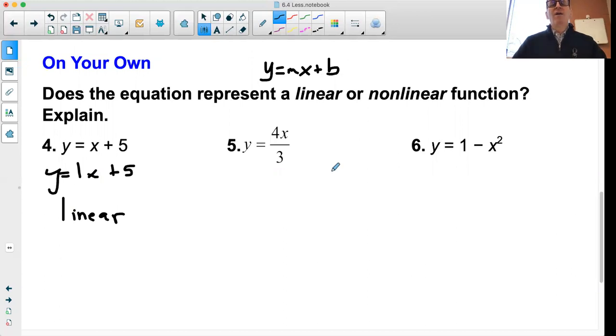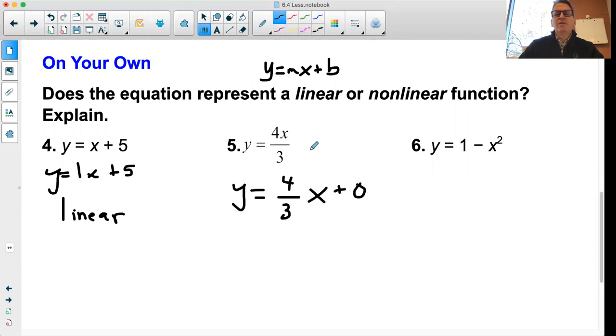Number 5, y equals 4/3 x. In this case, again, you've got y equals a slope of 4/3 times x, and our b in this case is 0. So again, this is also linear. Even though there's a fraction there, it still is linear. So you can rewrite the equation in both of these in slope-intercept form. Well, this one's already in slope-intercept form.